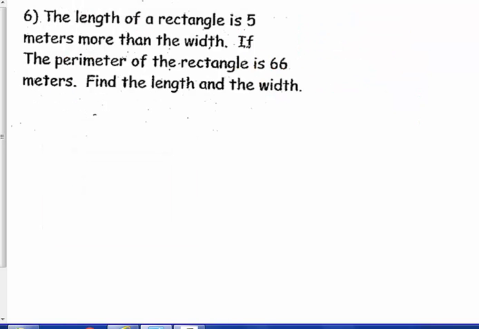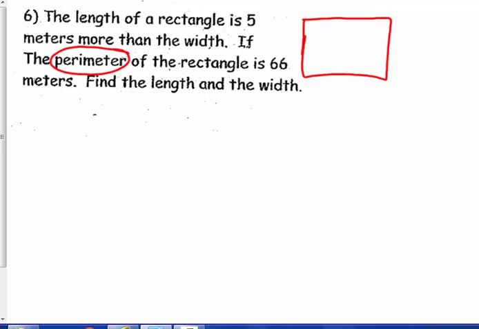Last question. The length of a rectangle is 5 meters more than the width. If the perimeter of the rectangle is 66 meters, find the length and the width. Well, I always draw my geometry that matches what shape it is that I'm looking at. And its perimeter. That helps remind me that I have 2 lengths and 2 widths.